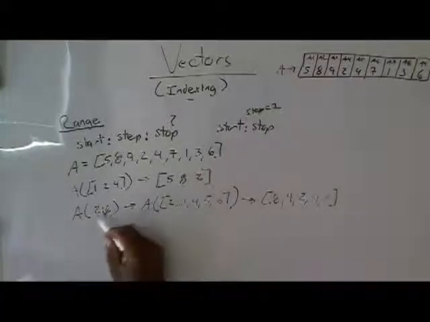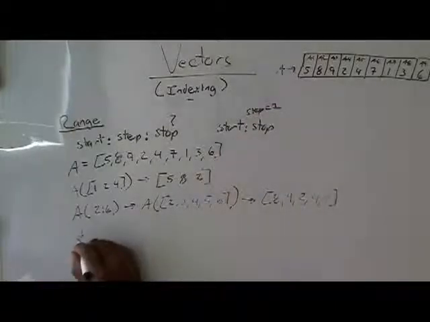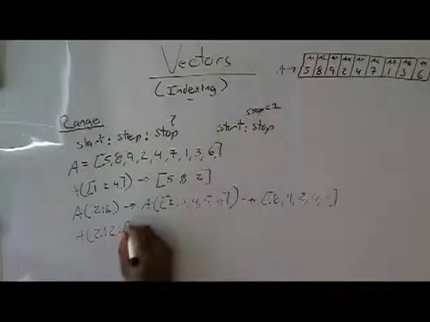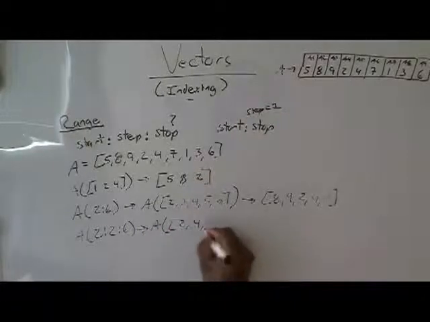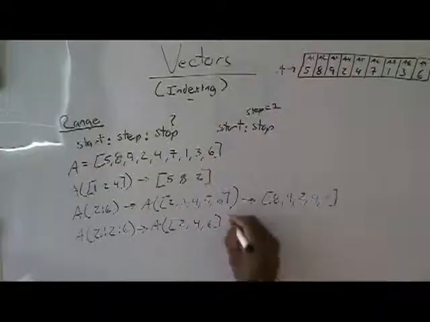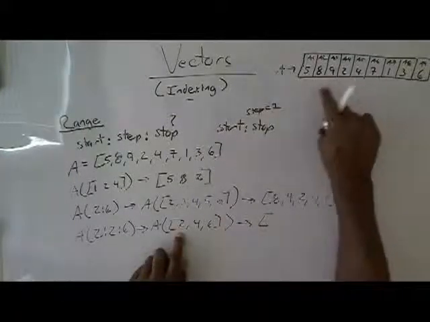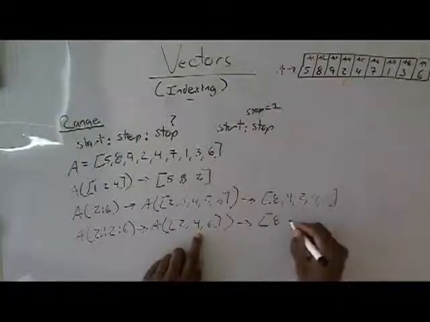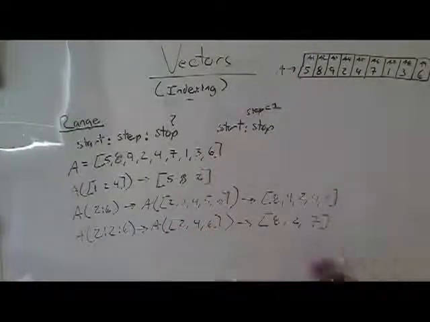So what you do is whatever range is in here tells you the addresses to go to in the vector. So if I did A at 2, colon, 2, colon, 6, that's like doing A at 2, 4, 6, which will give me the vector A at 2 is 8, A at 4 is 2, and A at 6 is 7. So that gives me the vector 8, 2, 7.